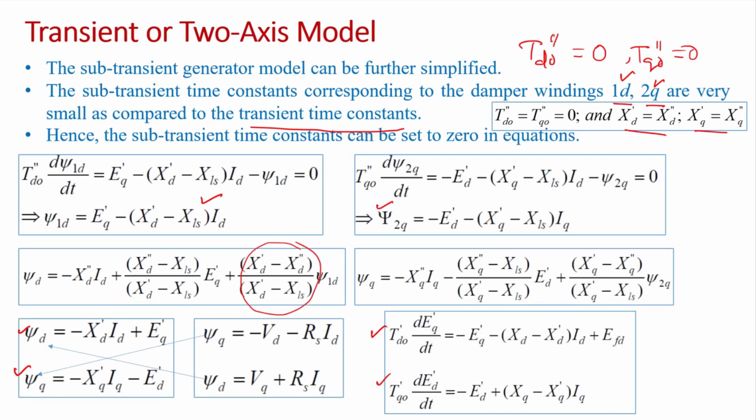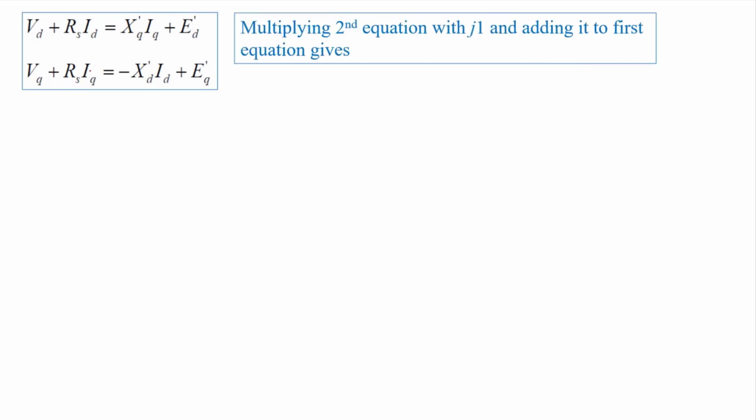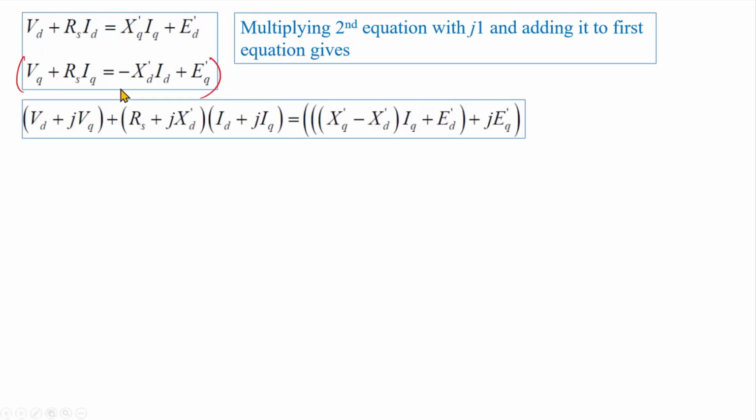This is further simplified because Xd double dash is equal to Xd dash and Xq double dash is Xq dash. Now substituting psi d and psi q in these two equations, we get the internal EMF and the terminal voltage equation. By substituting this we get this equation, and then by multiplying the second equation with j and adding these two equations, we get Vd plus jVq plus Rs plus jXd dash, into id plus jiq, equal to Xq dash minus Xd dash iq plus Ed dash plus jEq dash.